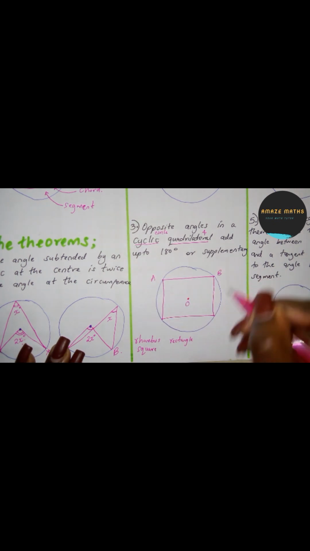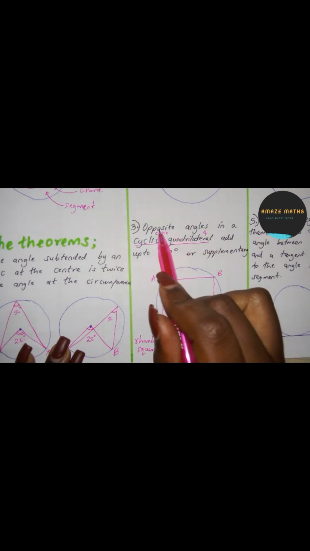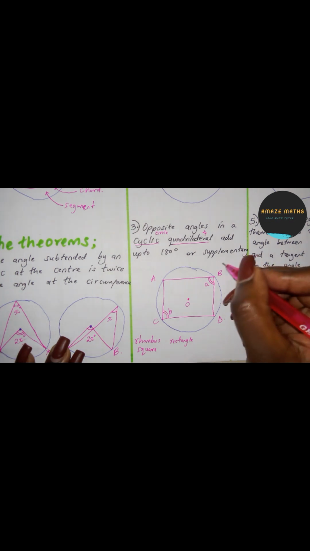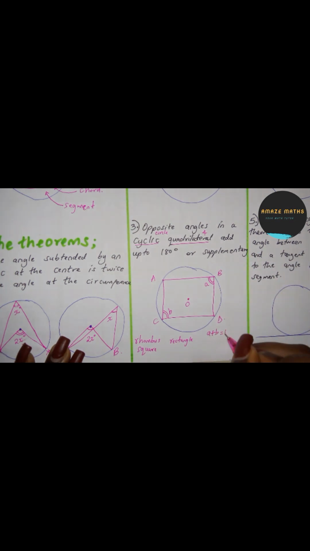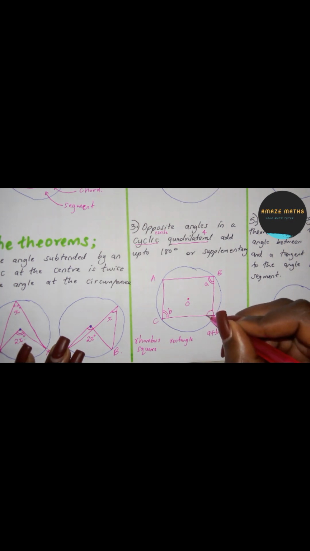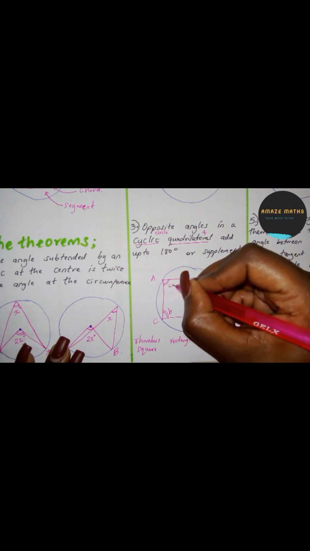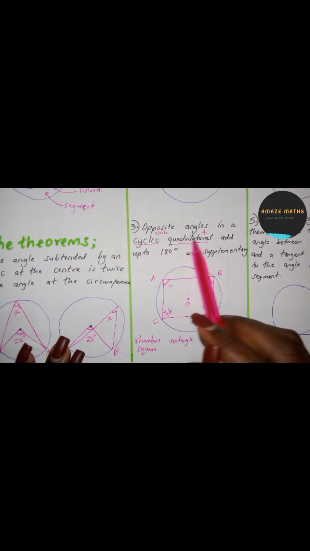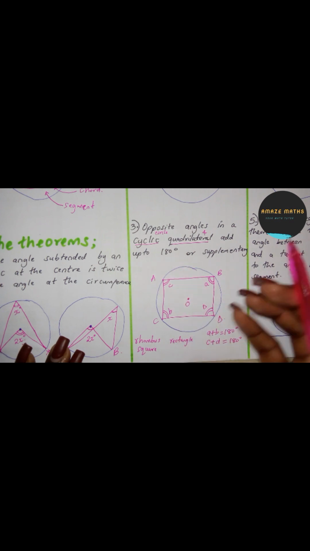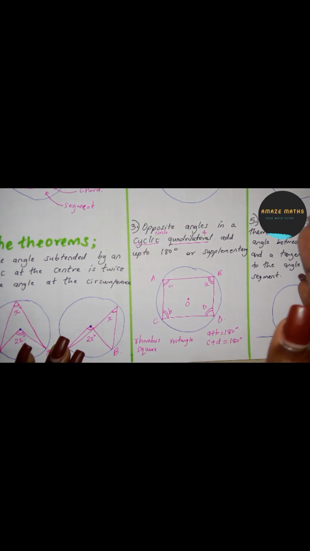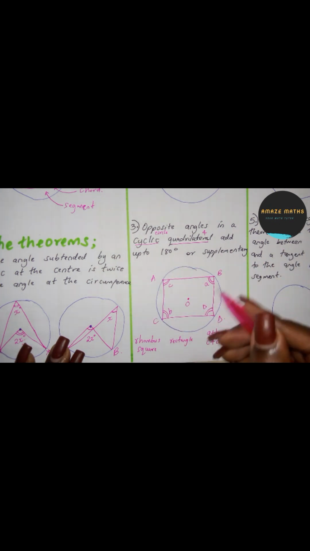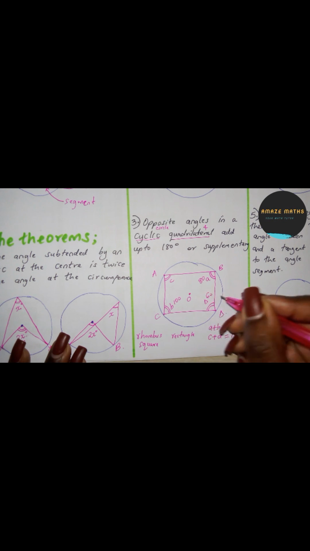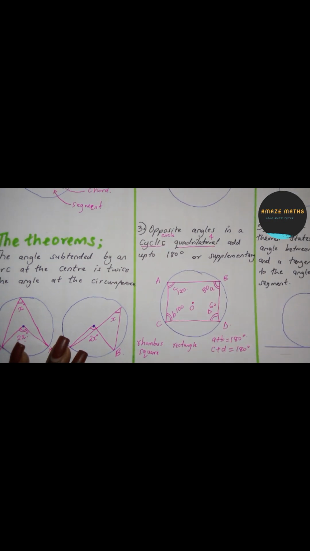That's why it's called a cyclic quadrilateral. So let's say this is A, B, C, and D. The opposite angles, so if this is A and this is B, we can say that A plus B equals 180 degrees. This is D, and maybe this is C. We're going to say that C plus D equals 180. So opposite angles in a cyclic quadrilateral add up to 180. Another word for 180 degrees is supplementary, so it can mean the same thing. So if this is 80, this one will be 100. If this is 60, this one will be 120. So that's theorem number 3.